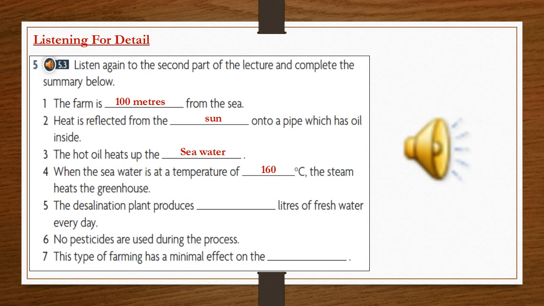The desalination plant produces up to 10,000 liters of fresh water every day. No pesticides are used during the process. This type of farming has a minimal effect on the environment. No pollution. This form of question, you can get in the exam. They give you blanks in some sentences and let you have a look at them for 1 minute, then play an audio, and then you get the answers from the audio.